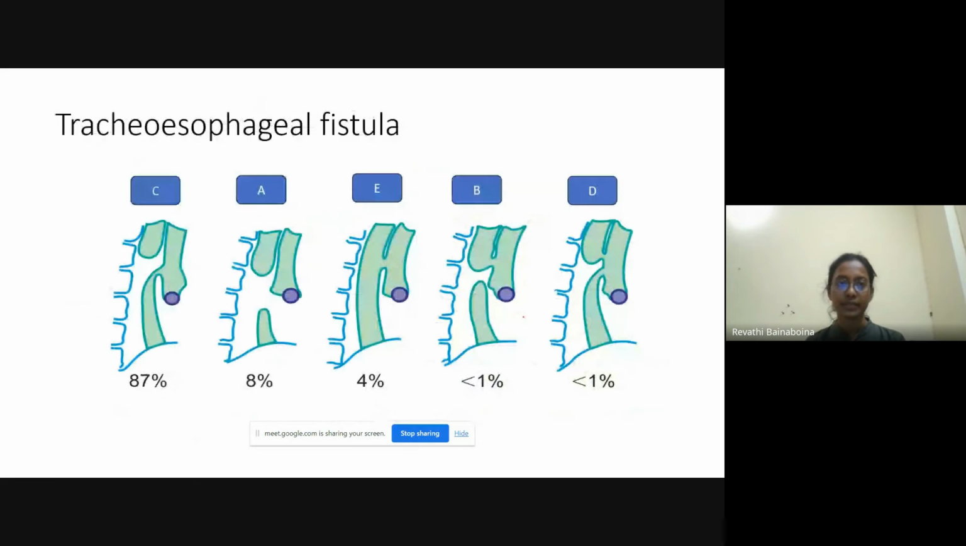This is a picture which is showing the types from highest prevalence to the least prevalence. First one is type C, where there is esophageal atresia with distal TEF. Type A is esophageal atresia, but there is no TEF. Type E, esophageal atresia is not there, there is a TEF. Type B, proximal TEF with esophageal atresia. Type D, esophageal atresia with proximal and distal TEF.